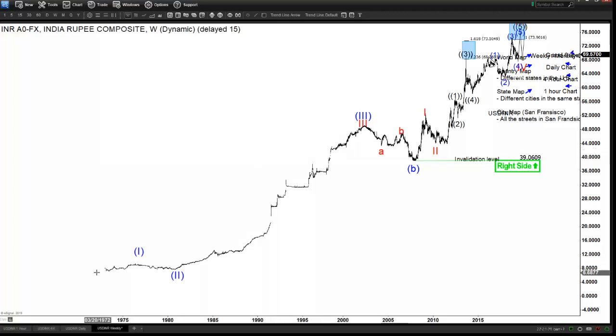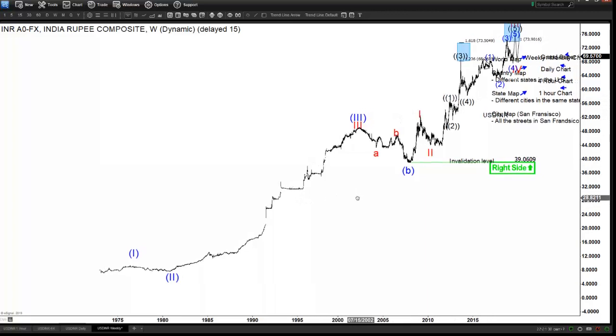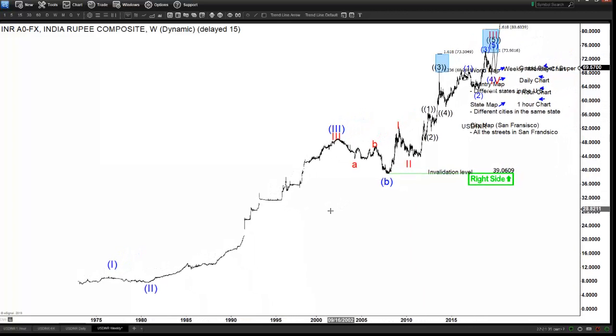So I look at the weekly chart, I analyze it, and then I decide, okay, maybe this is the count. It could be wrong, of course. Any count can be wrong, and we adjust. But let's assume this is correct. Then that means we are currently in wave C, in the blue degree.